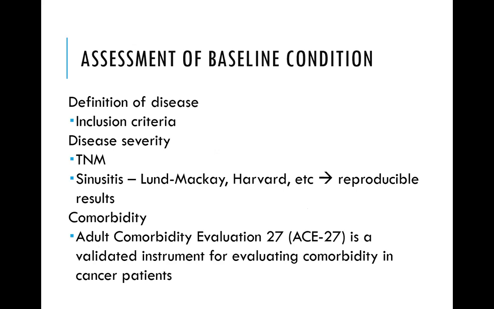Now, to have an outcome research, you need to have baseline data, a baseline assessment at the beginning of a particular study. And this assessment would include your inclusion criteria. How did you define the disease? How did you define the severity? If you were looking for a cancer study, did you follow the TNM classification? Or if you were talking about sinusitis, what was the parameter that you were following? Was it Lund-Mackay or Harvard, or are the results reproducible?